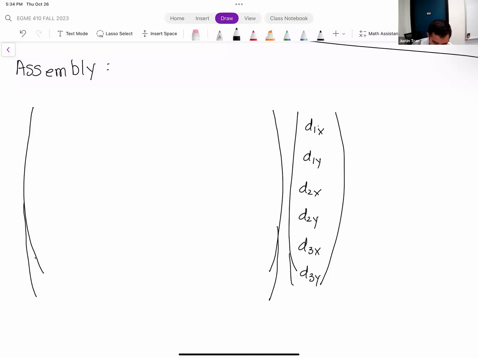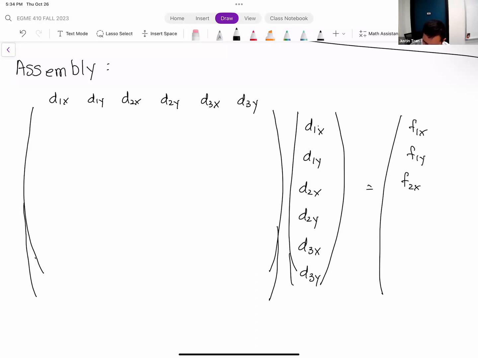Okay, let me go ahead and label the columns here. So we have d1x, d1y, d2x, d2y, d3x, d3y. And this is all equal to f1x, f1y, f2x, f2y, f3x, f3y. Okay. So that's our system.